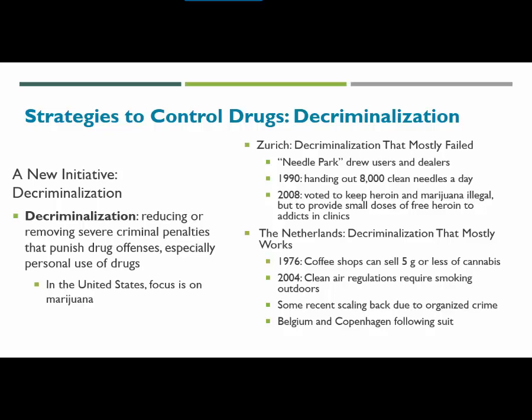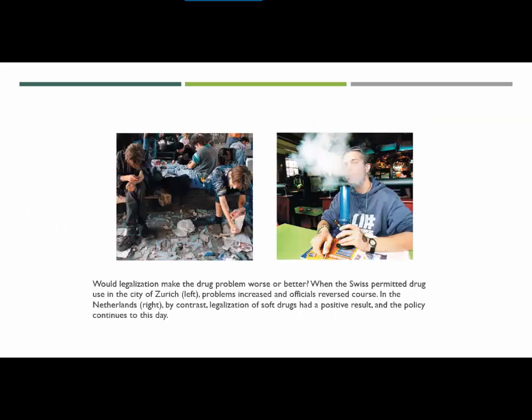So they had a needle park, they handed out clean needles, and even when they later voted to keep heroin and marijuana illegal, they still decided they would continue to provide small doses of free heroin to addicts in clinics. And the Netherlands, which was more of a success story, was related more to cannabis. They allowed coffee shops to sell cannabis if it was under a certain amount. They required smoking outdoors. But largely cannabis was legalized.